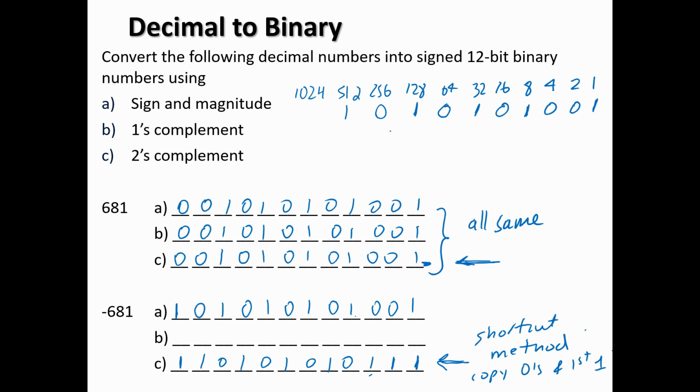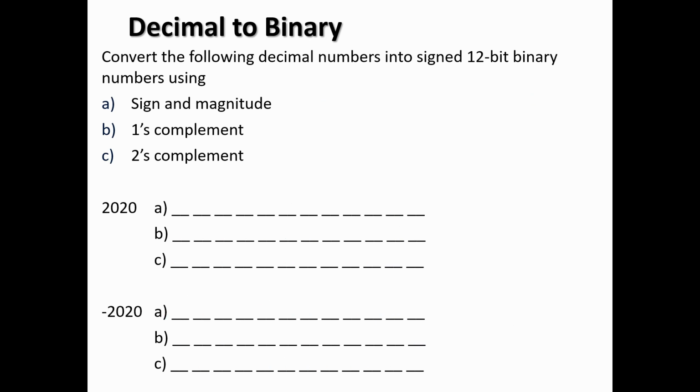We just need to invert all of this. That's a 0 1 1 0 1 0 1 0 1 0 1 1. Remember, I'm inverting this one, not this one. Okay, let's do another example. 2020. The year of 2020. Okay, let's do 2020 in binary.